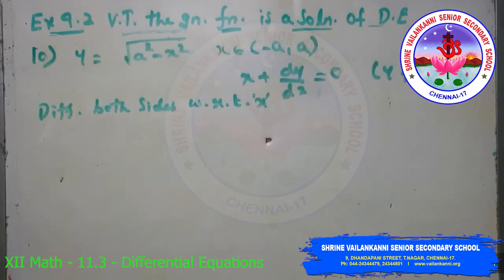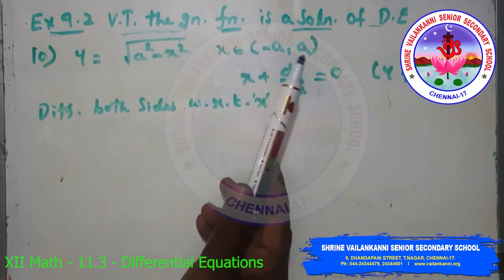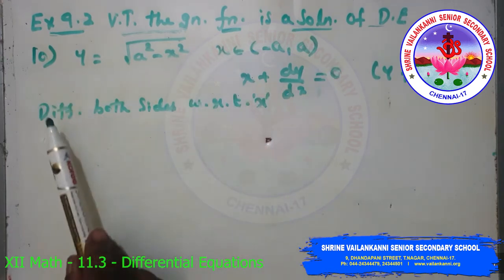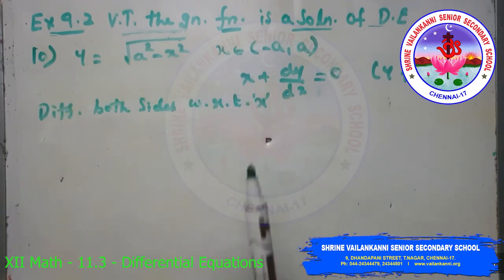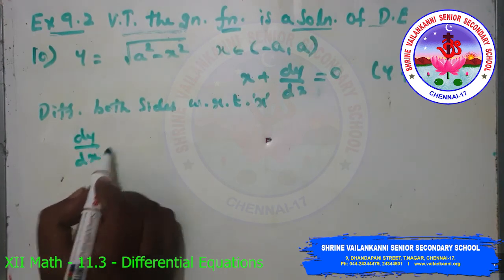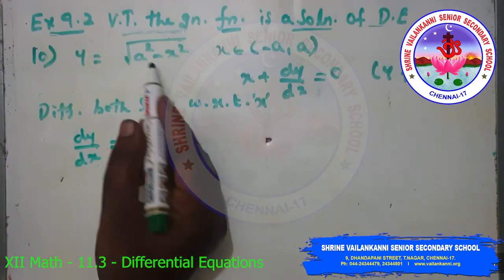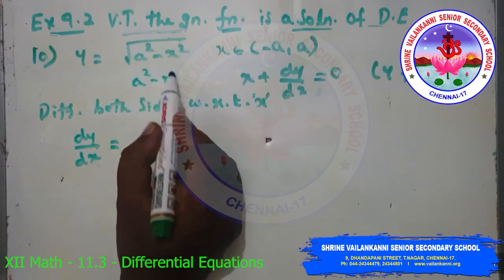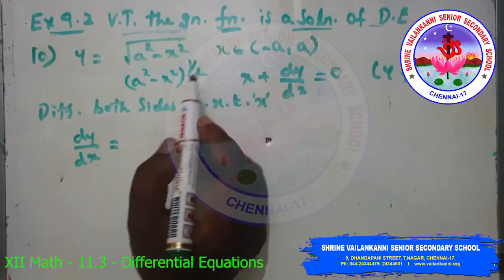10th one: y equals root of (a square minus x square), x belongs to (minus a, a); to show x plus y into dy by dx equals 0, where y is not equal to 0. The given equation is y equal to root of (a square minus x square), x belongs to (minus a, a). So differentiating both sides with respect to x, we get dy by dx equal to, writing this as (a square minus x square) whole power half.